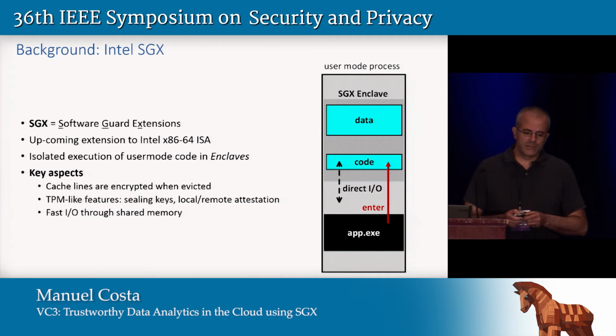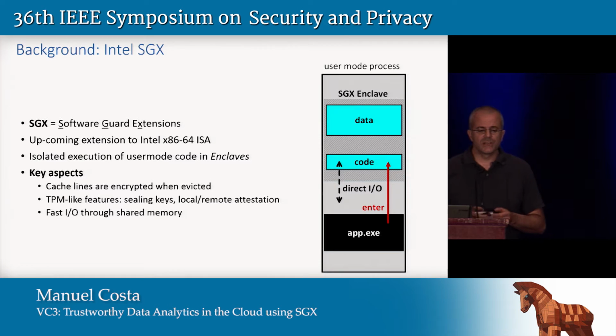SGX supports TPM-like features like sealing and attestation. It also does encryption when cache lines are evicted from the CPU and are written back to RAM. Finally, SGX allows the enclaves to do fast I/O through shared memory. The code that is running inside of these enclaves can read and write freely from the full address space, and this can be used to do fast I/O.